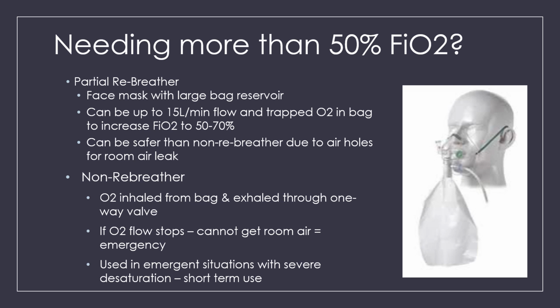So if oxygen stopped flowing, this person would then begin breathing air from the room that is at 21%. On a non-rebreather, this is the O2 that's inhaled from the bag and this flow all goes straight in. And then there's a one-way valve, so no room air is getting in through a mask that's a non-rebreather. So if this O2 flow were to stop and they can't get any room air in, then that would become an emergency because they cannot breathe. So these are used in an emergency situation with severe desaturation. It's short-term use. Often this is the last step before somebody would be intubated.